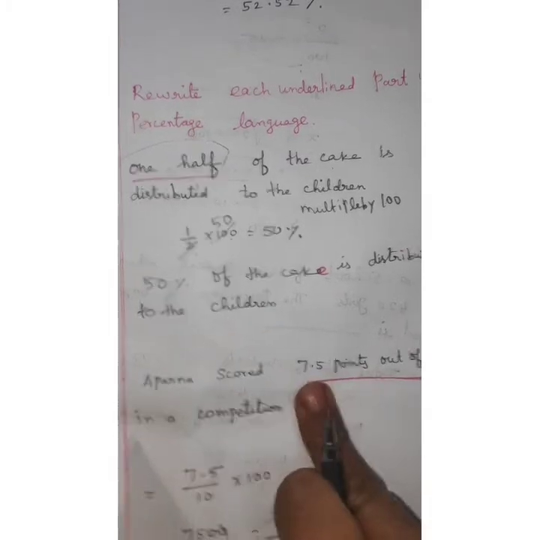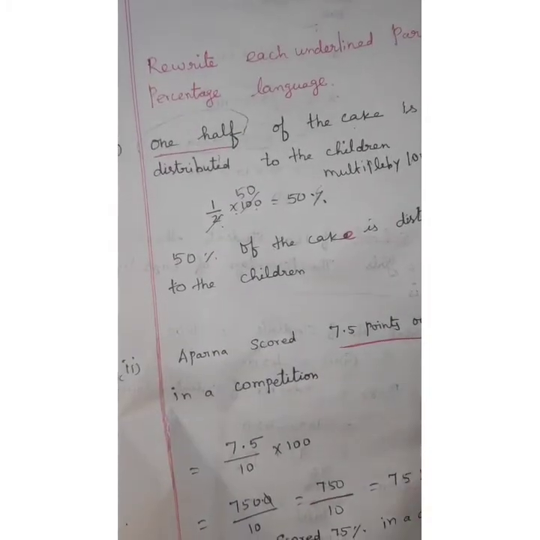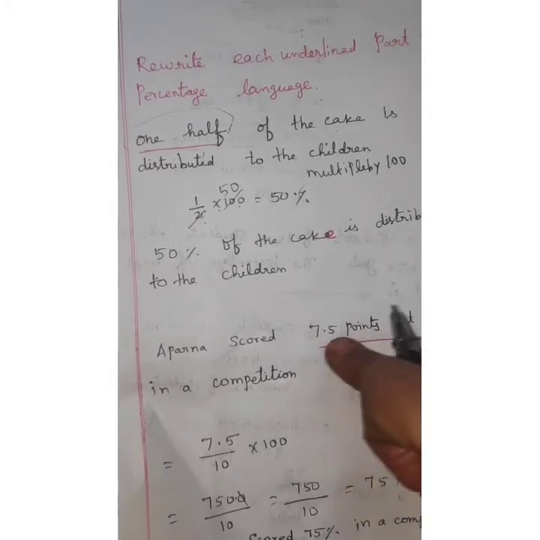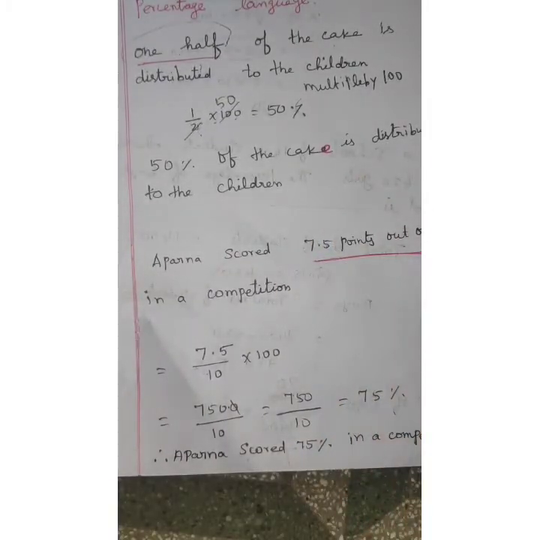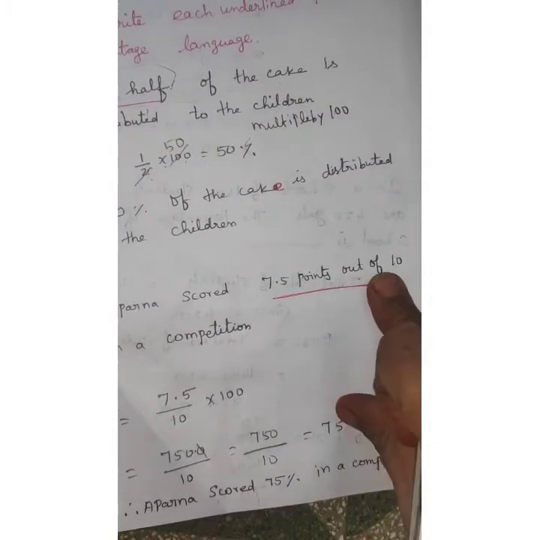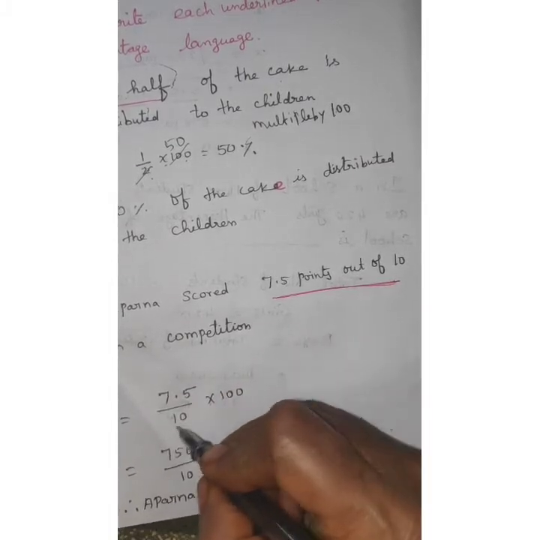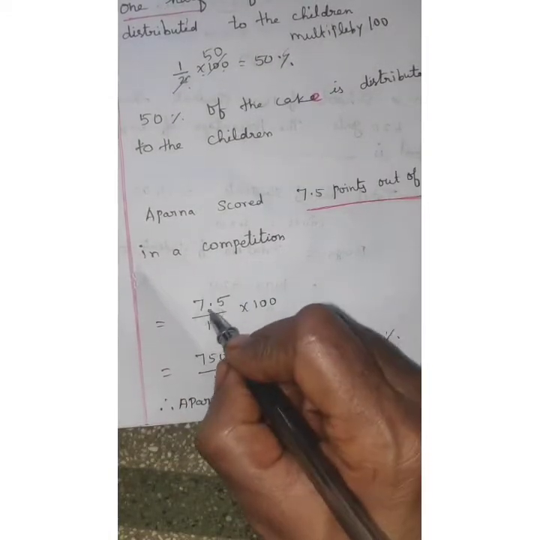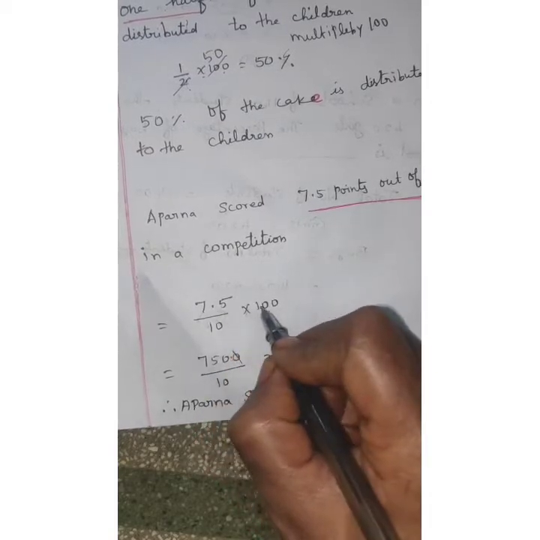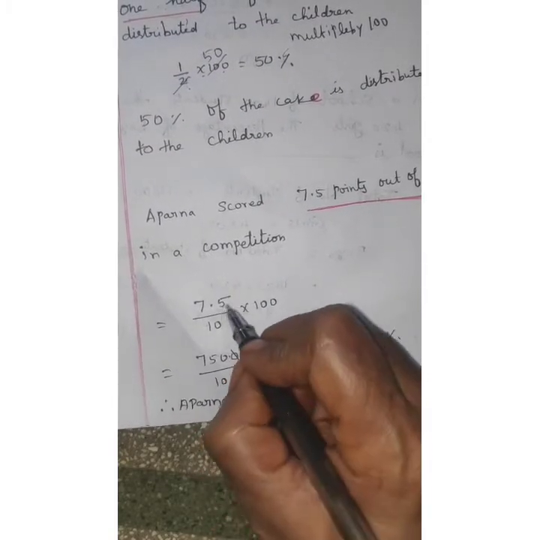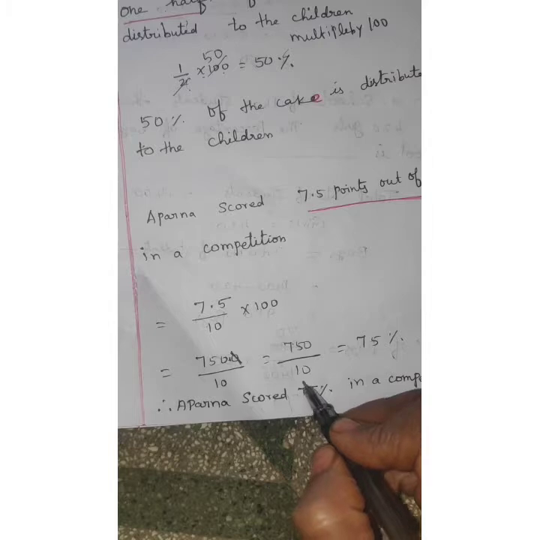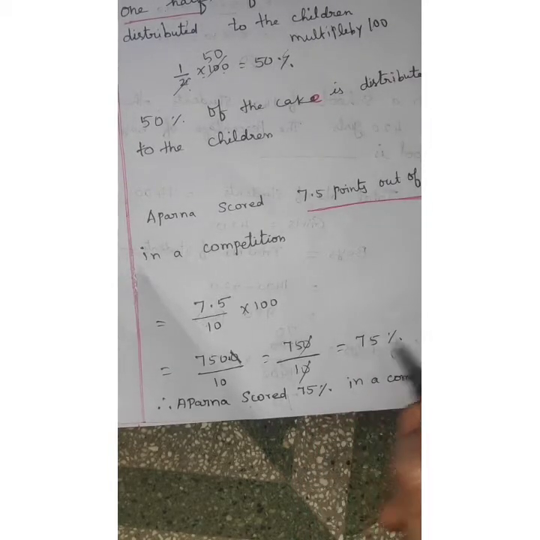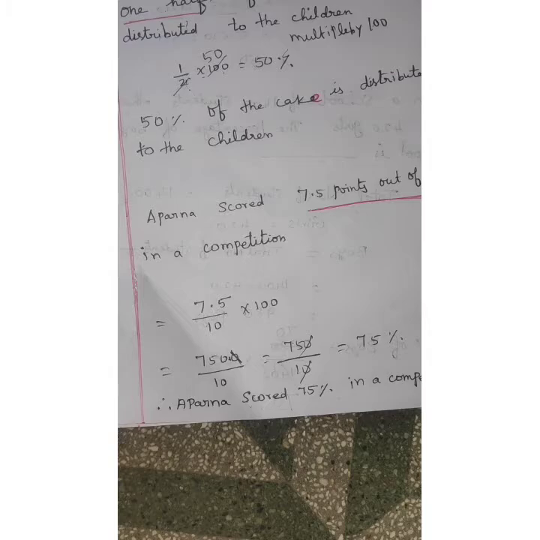Next, Abarna scored 7.5 points out of 10 in the competition. How do we write this? 7.5 out of 10 is written as 7.5 by 10, and to change it into a percentage, multiply by 100. Remove the decimal point: 75 into 100 equals 7500. Keep the point after one decimal, cut the 0, so 750 divided by 10, strike out the 0. The answer is 75%. Abarna scored 75% in the competition.